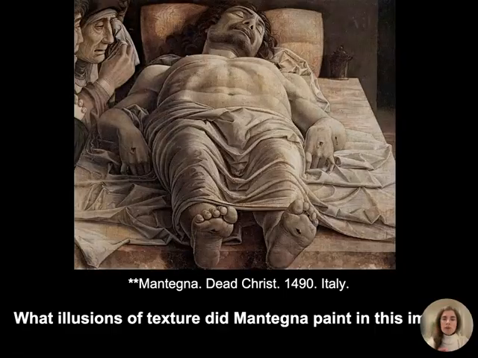But we can also see representations of texture in painting. So we were looking at Mantegna's Dead Christ at the beginning of the lecture, just in that first slide. But here I asked the question, what illusions of texture did Mantegna paint in this image? So maybe take a minute, have a look at what you see. And what students often respond is they definitely get the sense of the sheet, the cloth that covers his body. We could call it a burial shroud.